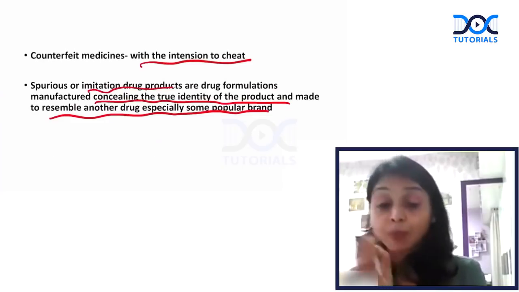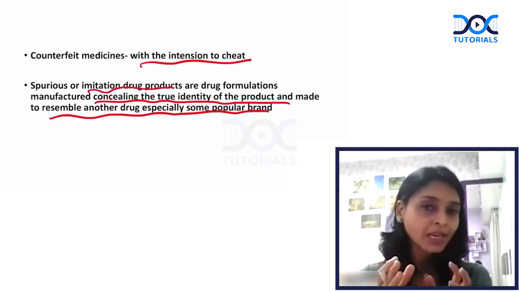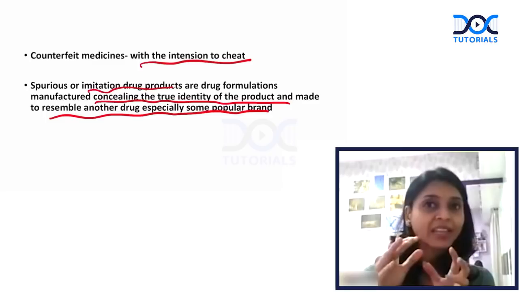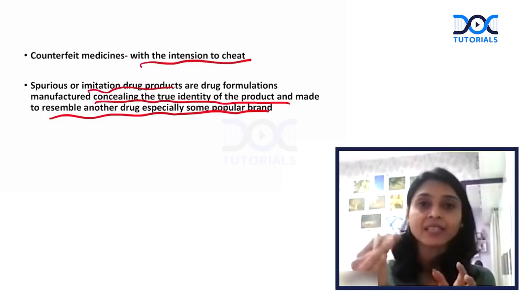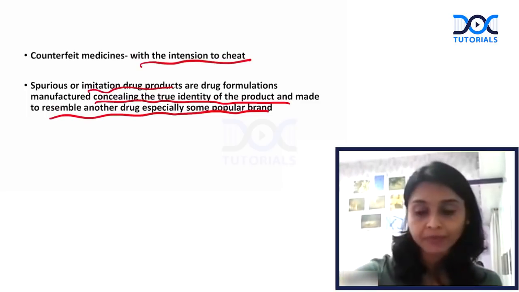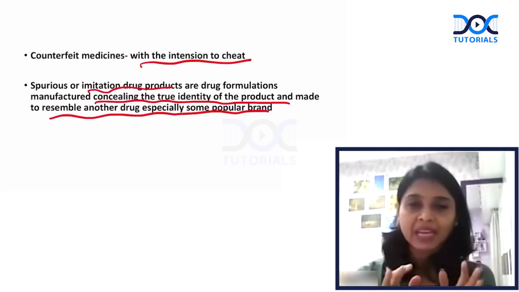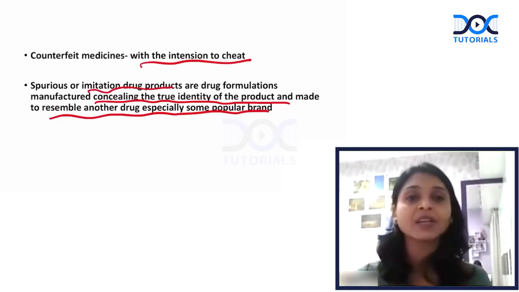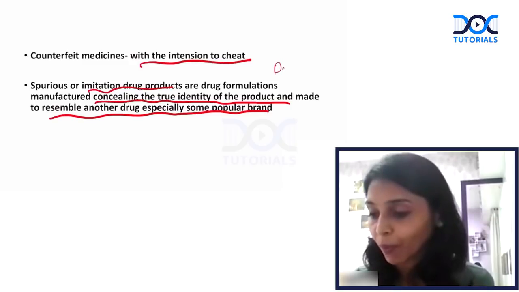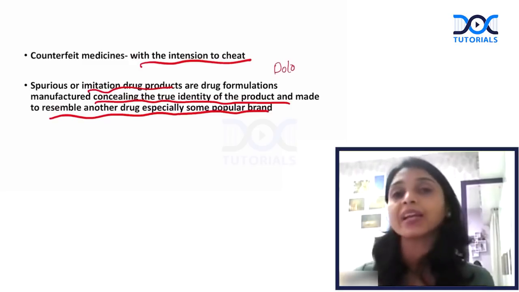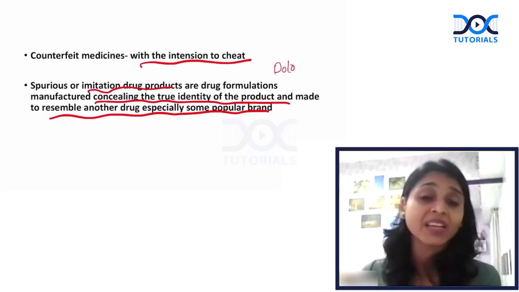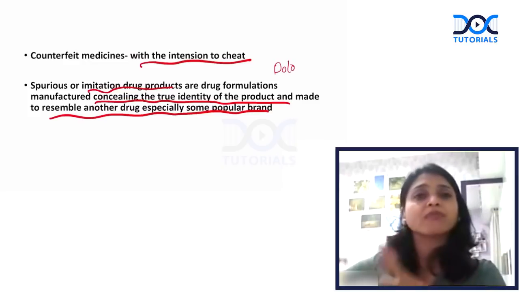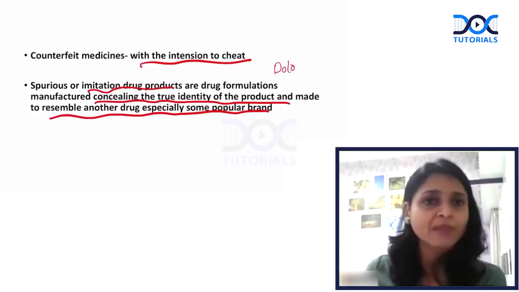What was I saying? Spurious means confusing. For example, you are trying to make the name in such a way that people may feel that this is some other drug, some popular drug. Okay, for example, some very simple example. After this COVID, each and every person, small, big, everyone is familiar with the term Dolo. I'm not going to promote Dolo. I'm just telling you, whenever they develop fever, they go to the pharmacy and ask for Dolo. So everyone knows about Dolo. It is a very, very popular drug. Nobody's asking for paracetamol, Dolo.